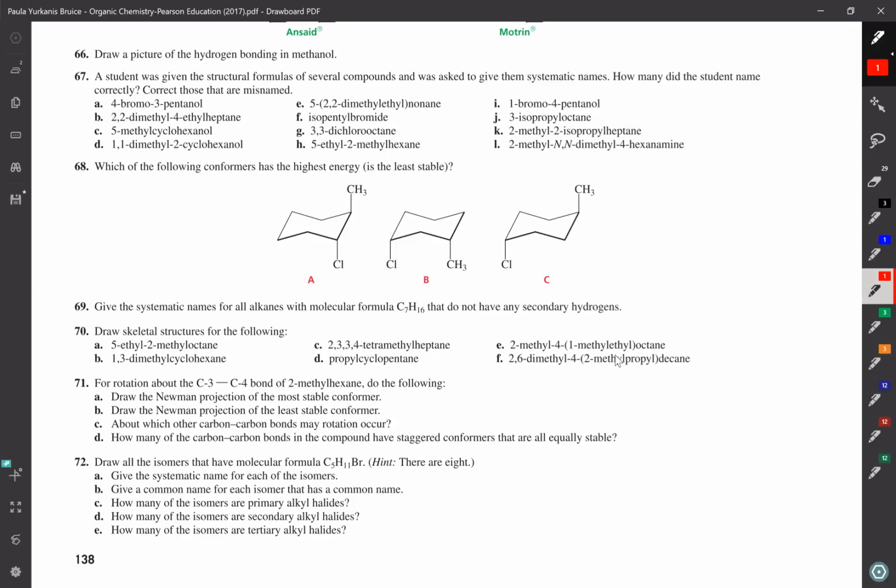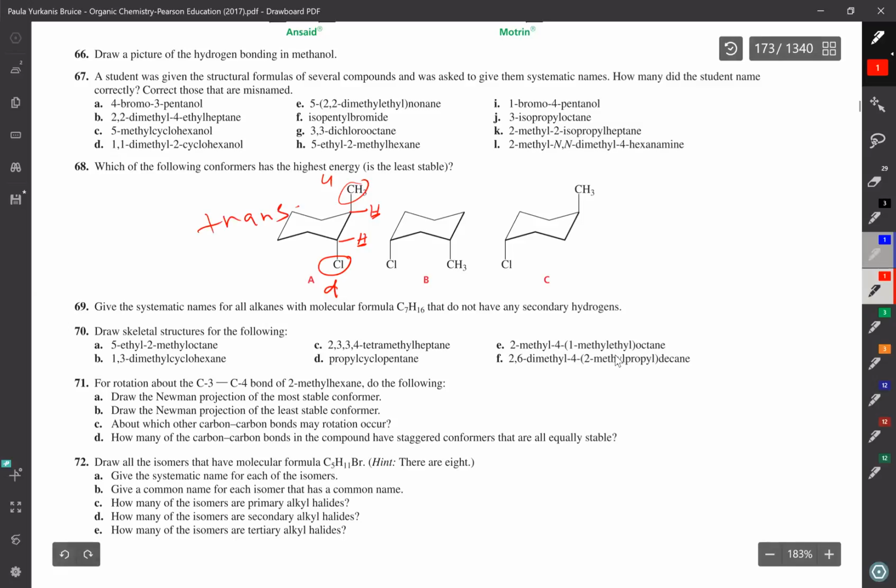68. Here I will have a bond pointing here and I will have a bond pointing here. The methyl group is pointing up with respect to this hydrogen, and the chlorine is pointing down with respect to that hydrogen. So this is an up-down situation. Up-down is trans, okay?